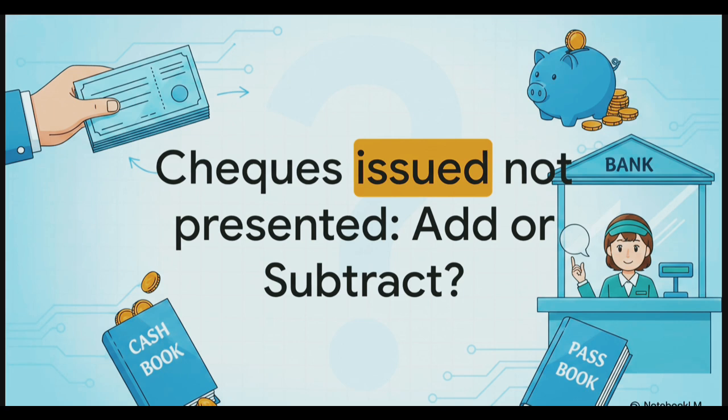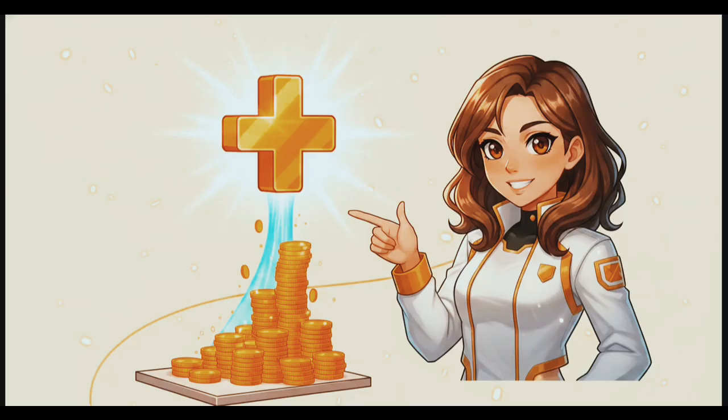Apply the logic. You issued the check, which means your cash book balance dropped. But it hasn't been presented yet. The bank literally doesn't know about it. So your passbook destination balance is still sitting up high. To get from your dropped cash book balance all the way up to that high passbook balance, you have to add 1,36,000 rupees. If you logically deduce that, you are perfectly on track.